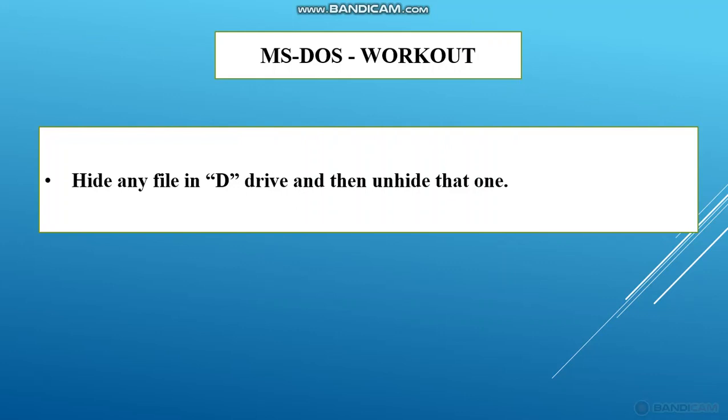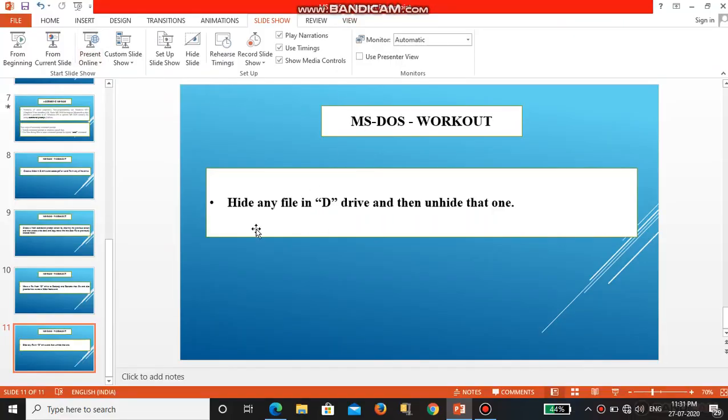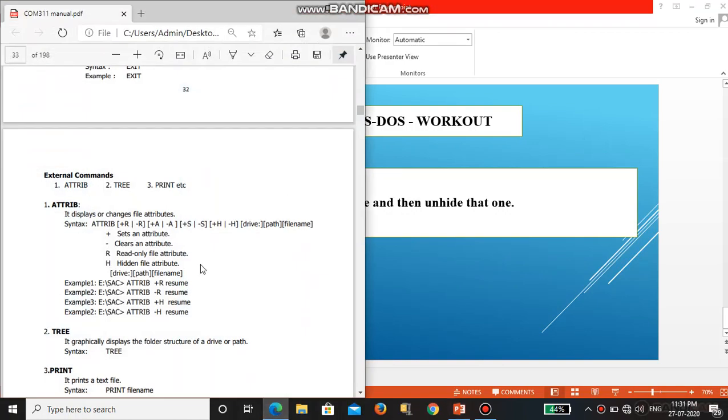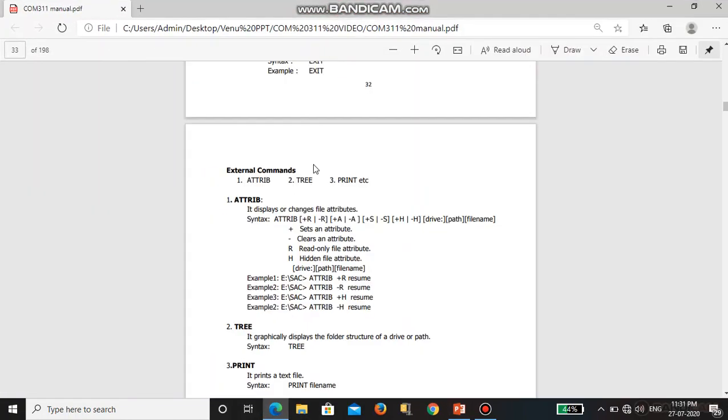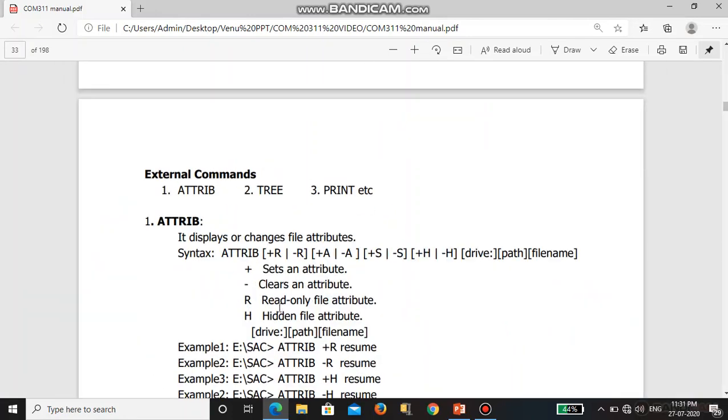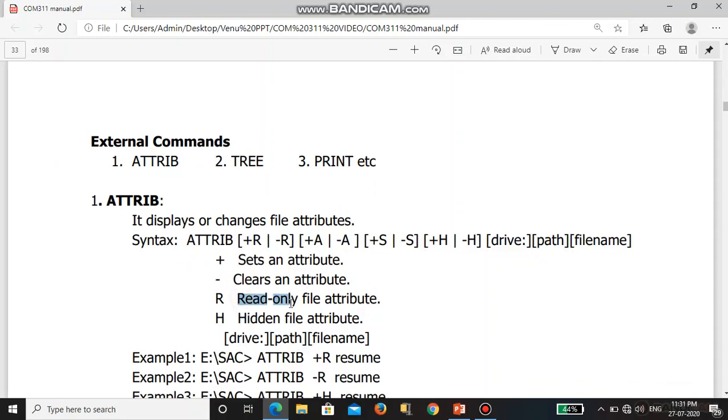So how to do this? Hiding and read-only are attributes. Attributes means it is a character of the file. We can either make a file read only or make the file hidden by using plus or minus and the H symbol. We will see how to do this.